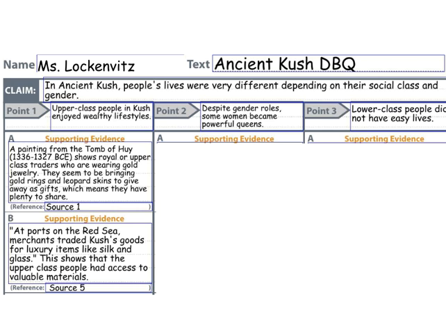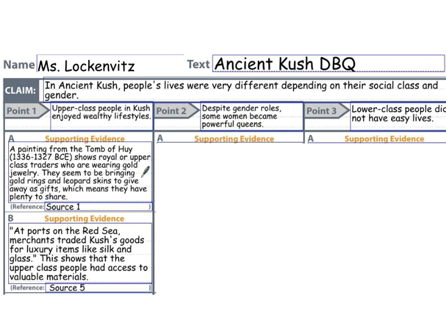Remember, no matter the sources you are analyzing, use the skills of analysis that we've practiced, such as four-corner analysis and asking the 5 W's. You use this to gather or pull out evidence that will support your topic, such as here. This is very different than simply writing your opinion. So for example here, supporting evidence for your topics. Supporting evidence A, a painting from the tomb of Hui shows royal or upper class traders who are wearing gold jewelry. Notice that comes from my observation skills of the visual. It is not my opinion.